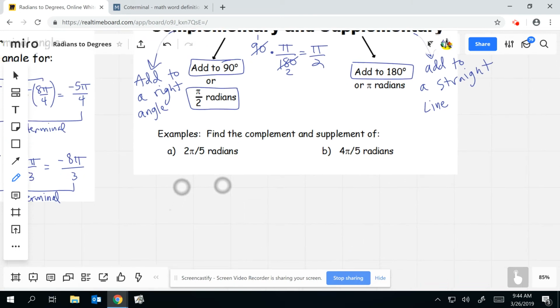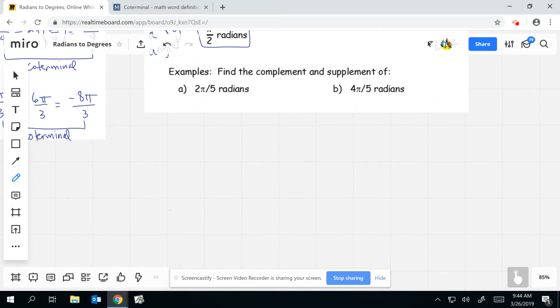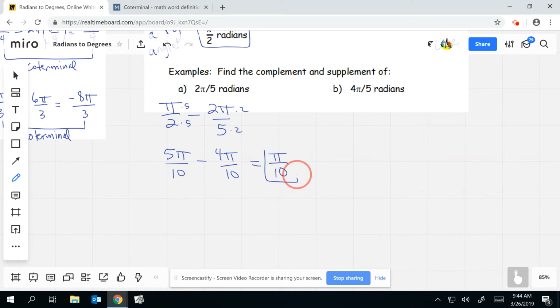If I want a complementary angle, then I need to take my 90-degree angle, my right angle. My right angle is pi over 2. And I need to subtract my angle from it, 2 pi over 5. You know how to subtract fractions? Common denominator. What's my common denominator going to be? 10. So multiply the first one by 5. Multiply the second one by 2. So you're getting 5 pi over 10, and you're minusing 4 pi over 10. So when you subtract those two, you're just going to get 1 pi over 10. That's going to be your complement.